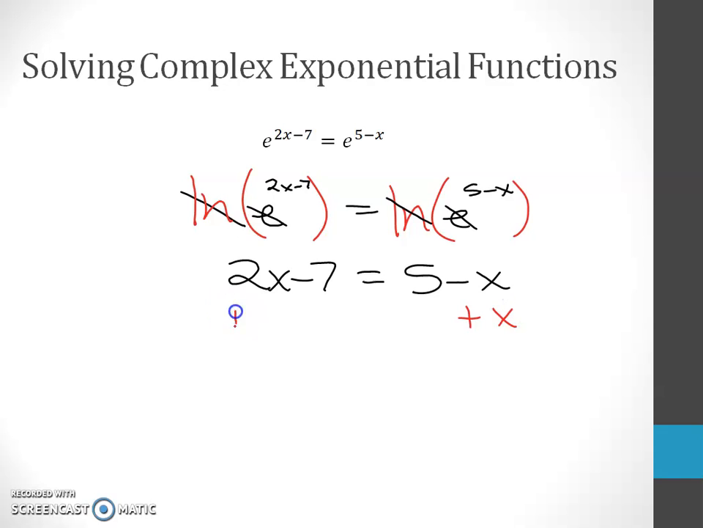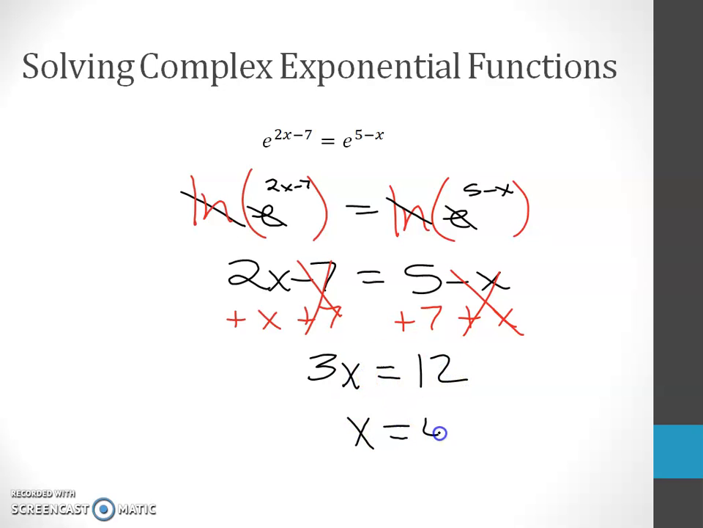Add x. Add x. Get rid of that there. Add 7. Add 7. Get rid of that there. x and 2x give me a 3x. 5 and 7 give me 12. Divide both sides by 3. And I get that x equals 4. So nothing too crazy on those there.